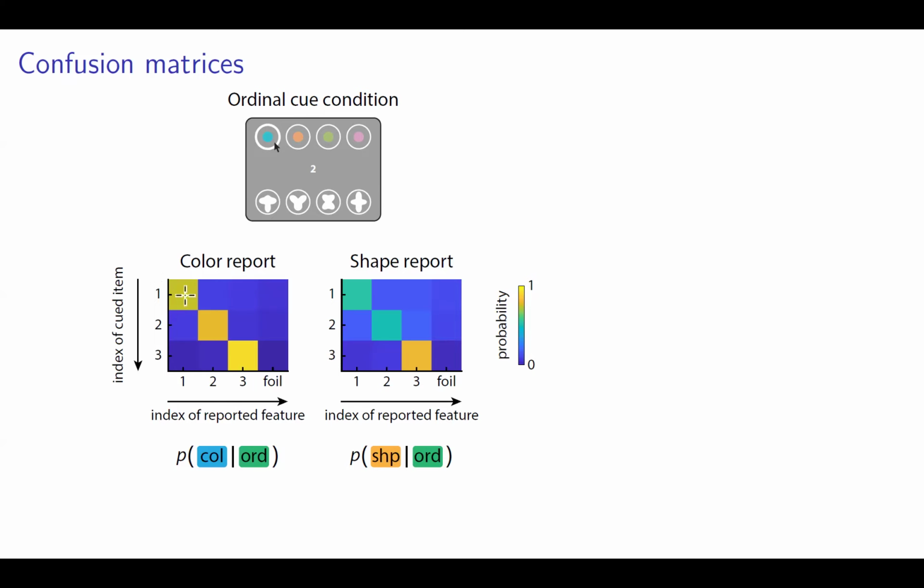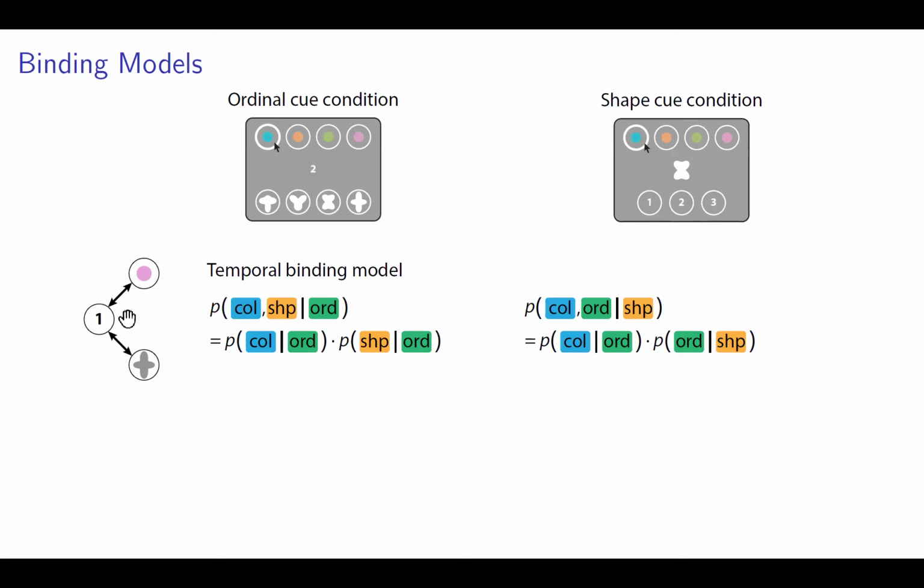If the first item was queued, what is the probability that you report the feature of the first, the second, the third item, or the foil color? And the same if the second item was queued, and so on. That reflects these performance differences depending on the ordinal position of the queued item, and also the probabilities of confusing two items, which was a bit higher for the two earlier items than the third item. So all of this should be captured in this confusion matrix. And then you can use these matrices to implement these different binding models.